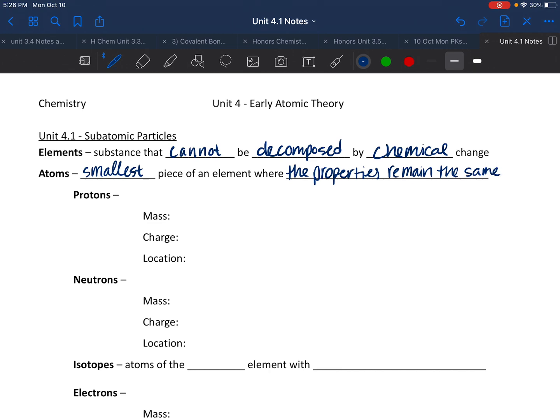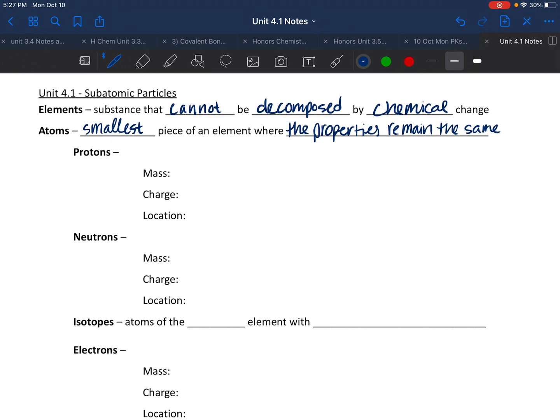So let's talk about what makes up an atom. The first of which are protons. And so protons, good thing we covered scientific notation, because get ready for this, their mass is 1.66 times 10 to the negative 24th grams. That's tiny. A paperclip weighs about 1 gram.